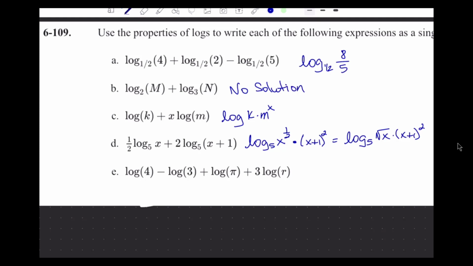Uh-oh, look at that last one, bless you. E's getting crazy, right? It's just log 4 over 3, yeah, times log pi times r to the third. Yep. There you go. The answer. That's it. You don't have to simplify that.